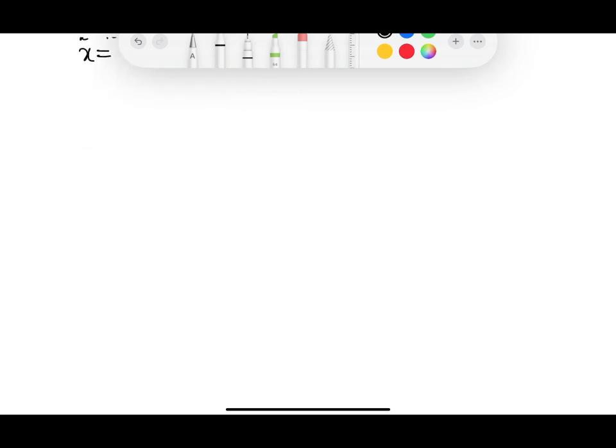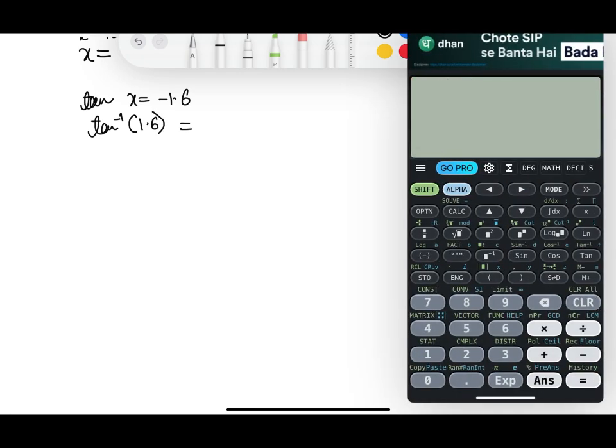Let's do another example for the tan. So tan x is negative 1.6. We again find it: tan inverse of positive 1.6 first, which is 57.9, so we can write it as 58.0 degrees.